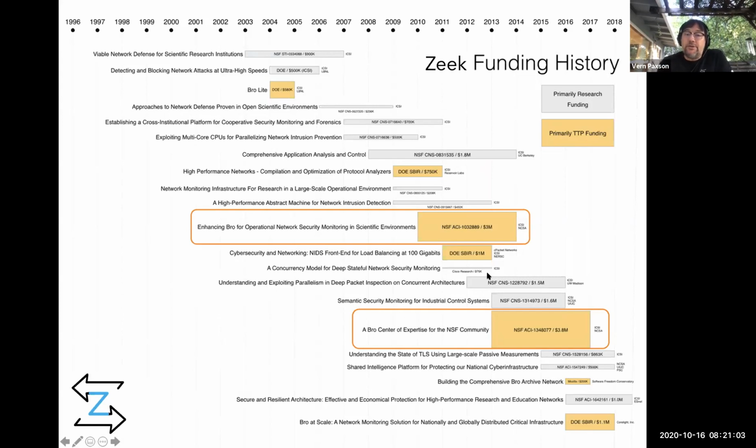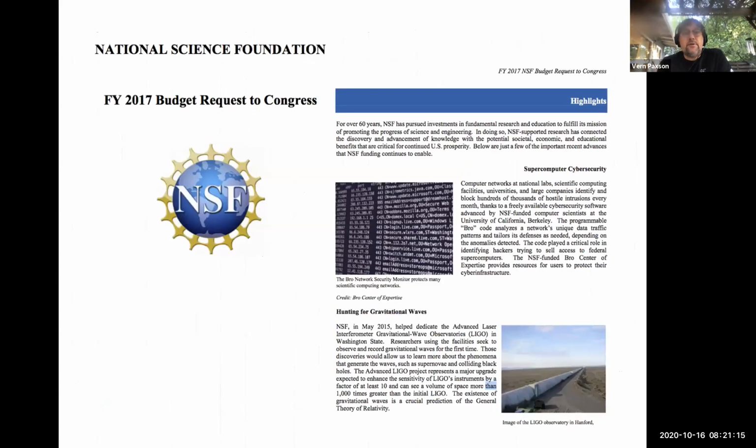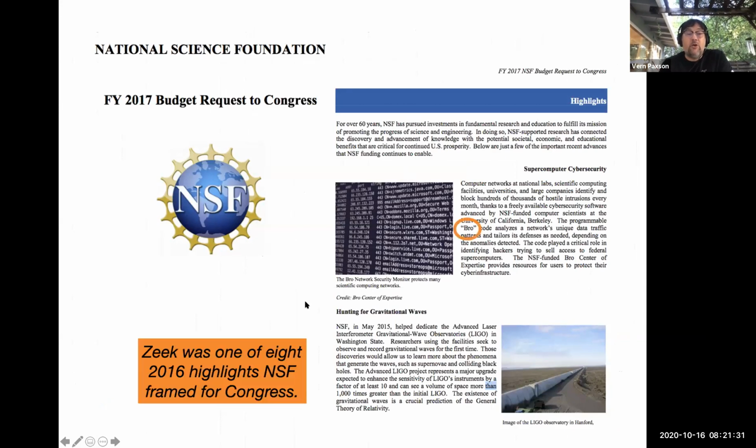And this is really the heart of what it took to get Zeek to a place where now we have, for example, Zeek Week and hundreds of attendees, just like SharkFest. NSF views this project as a huge success, and in particular, this is its budget request to Congress from 2017, in which NSF said, these are the great things we did. For example, we hunted for gravity waves, and oh, by the way, we developed Zeek. So hugely valuable to have that support, and hugely appreciated by NSF.